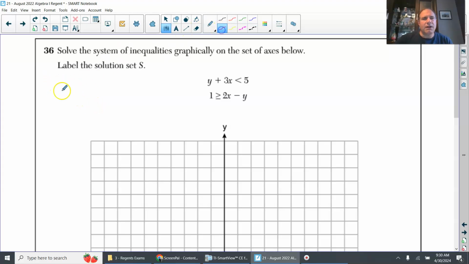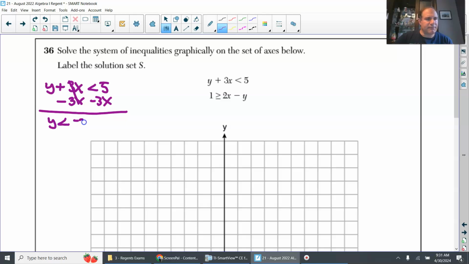All right. So, this is a system of inequalities, and you cannot graph anything that is not in y equals mx plus b. So we're just going to subtract 3x on both sides. This cancels. Y is less than negative 3x plus 5. Then I'm going to go over here and put 1 is greater than or equal to 2x minus y. I'm going to add the y to both sides.